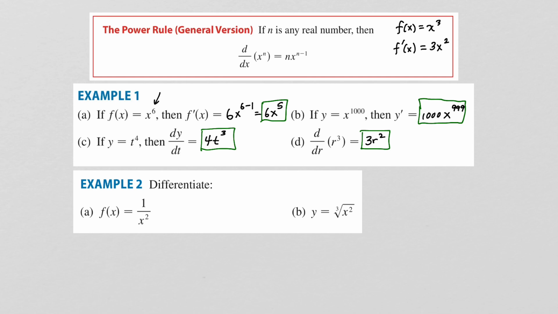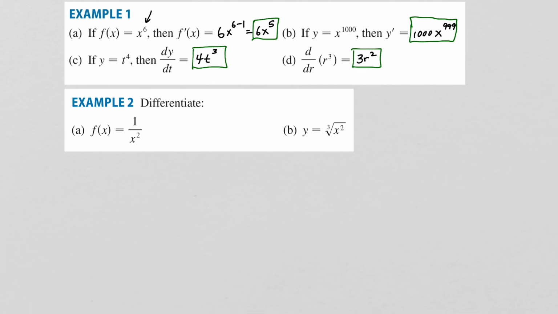In the second example, we have a couple of slightly more complicated problems. So you have to be very careful not to use the power rule when the variable is in the denominator of a fraction. So when you have a function like 1 over x squared, first we need to rewrite this as x to the negative 2 power.